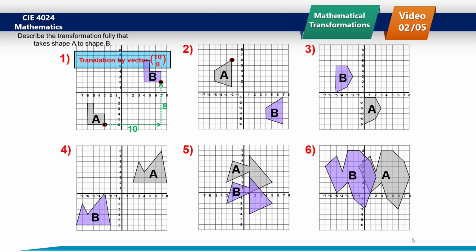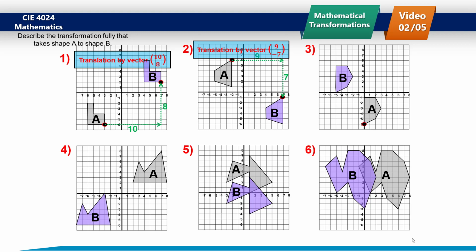Same with the question number 2, I will take a vertex and its corresponding vertex, and we can see it is translated 9 units right and 7 units down. So we can say it's translation by vector 9 and -7 because it is coming down.